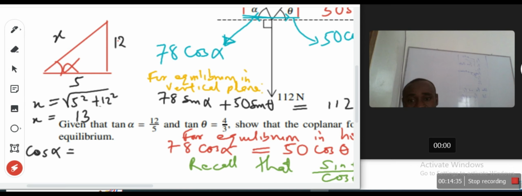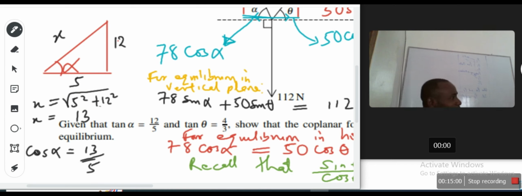They said we are given tan alpha is 12 over 5, and you know tan is opposite over adjacent. So 12 is the opposite, 5 is adjacent. With that, using Pythagoras theorem, we can get x, the hypotenuse. So we've gotten x to be 13. So what's now cos alpha? 13 over 5. So you simply use that. Please don't use the one that is in point something or your answer will drift away.